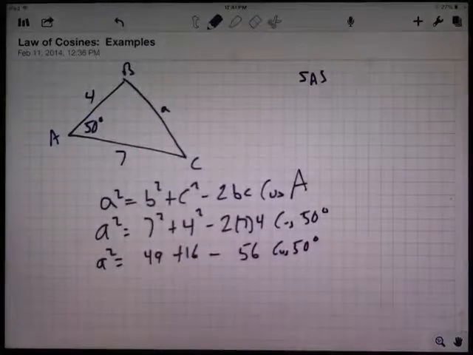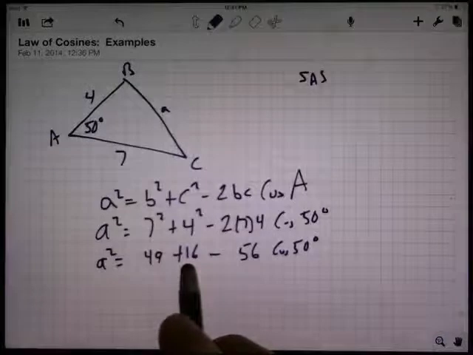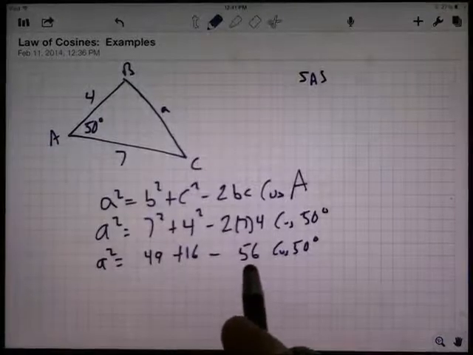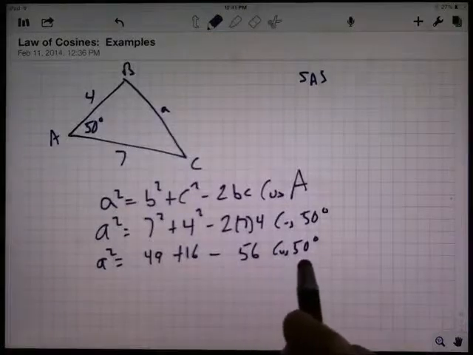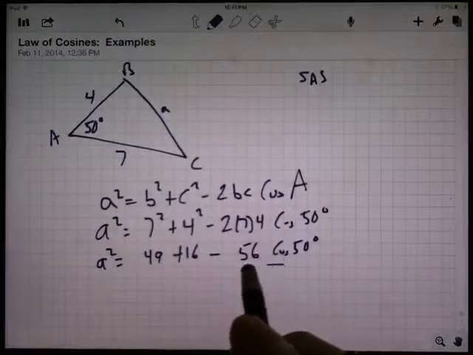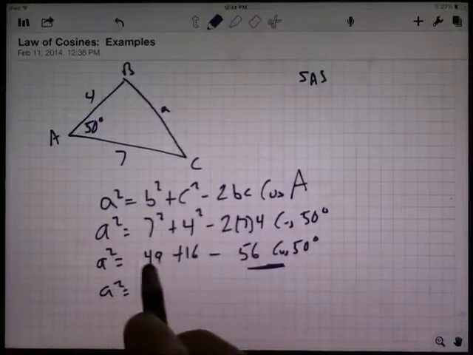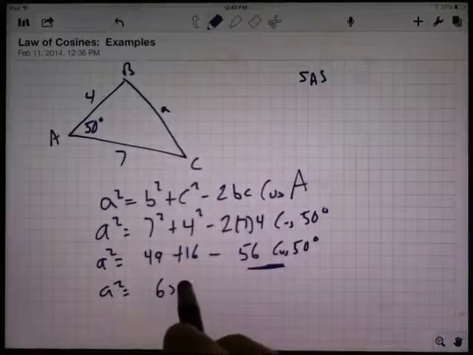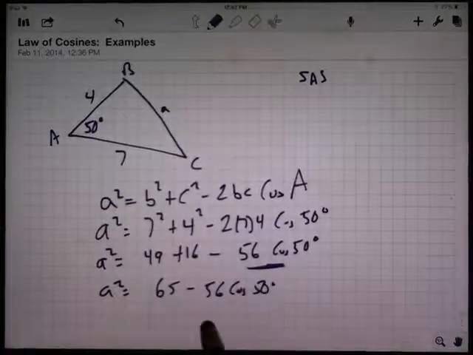Now, one of the most common mistakes is right here. People will say 49 plus 16, that's 65, and then they subtract the 56, which would be 9, and then they say, okay, I need 9 times the cosine of 50. It's like, no, wait. Order of operations says those two go together first. So here I have A squared equals 65 minus 56 cosine 50 degrees. So that's what I'm going to type into my calculator.